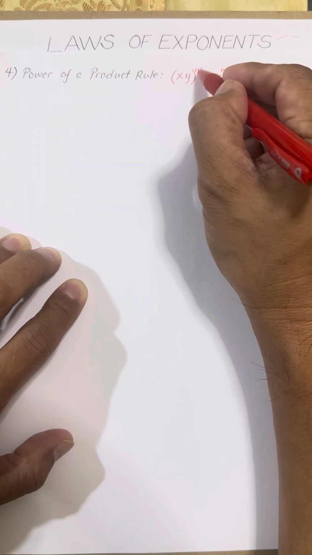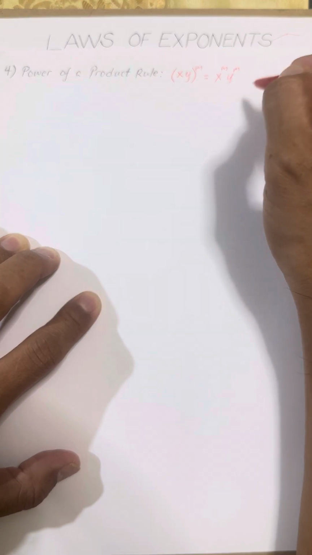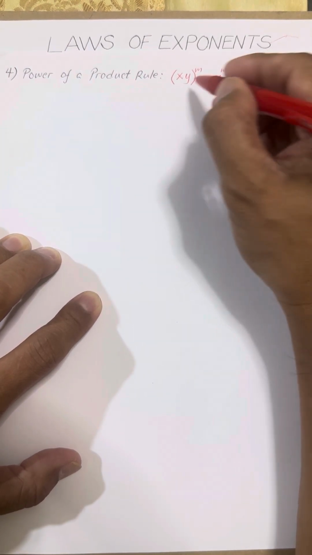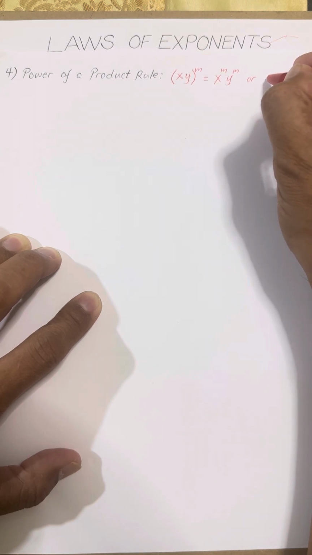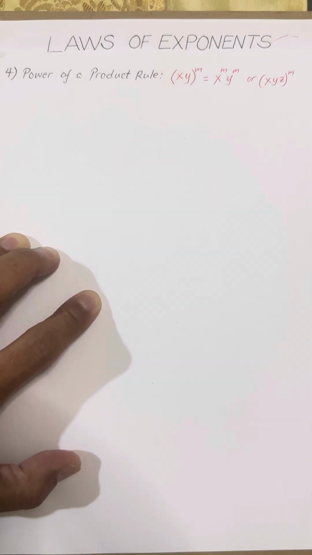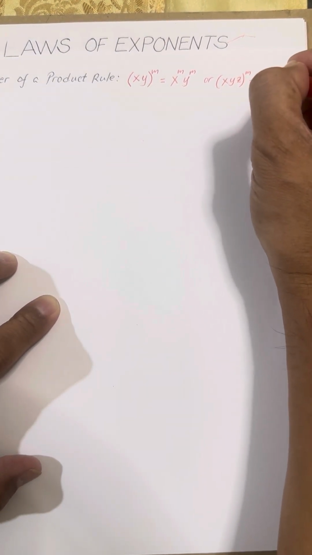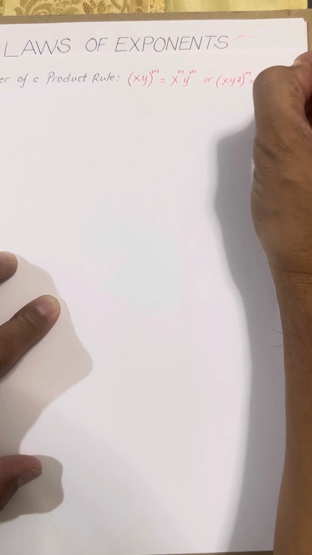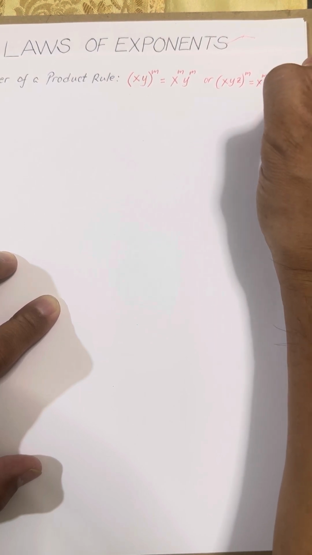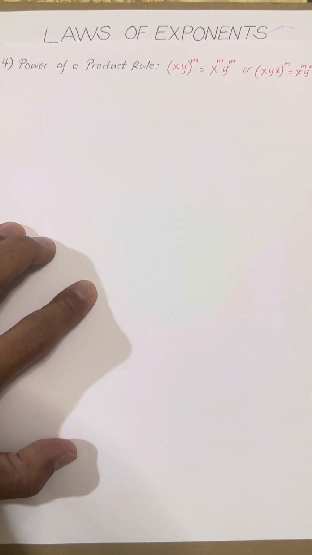So it's just like distributing this power to each of these factors inside the parenthesis. Or if you have more than two factors, like say x times y times z, and then raised to power m, this is equal to x to the power m, y to the power m, and z to the power m. So that's the fourth rule of our laws of exponents.